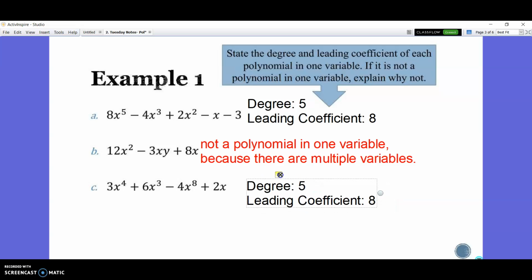Here, the last one, 3x to the 4th plus 6x cubed minus 4x to the 8th plus 2x. My degree here, the largest exponent is 8, and then that leading coefficient for it would be a -4.